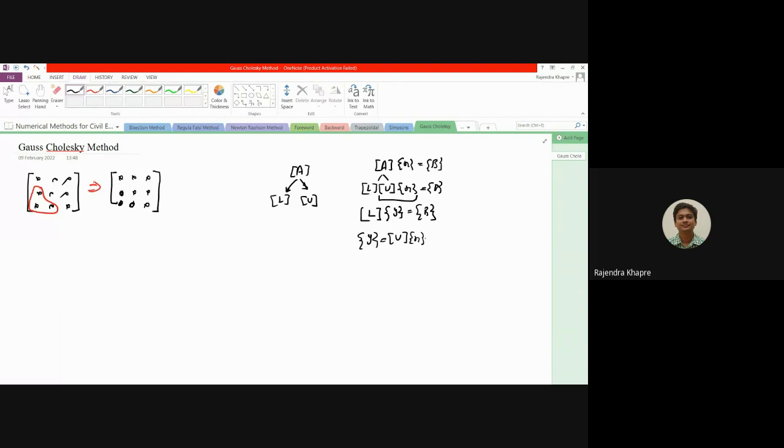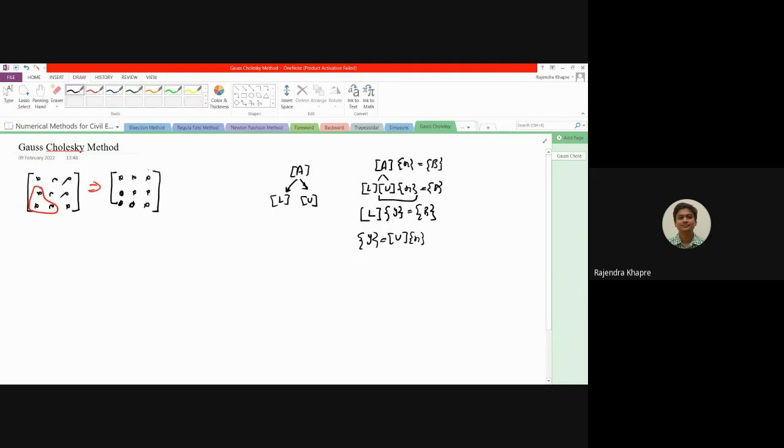Now we have the Gauss Cholesky method. It is a combination of Gauss elimination and the Cholesky method. In this method, when you break up the A matrix into L and U, this breaking of the given matrix into L and U is done using the Gauss elimination method. Then further the method is exactly the Cholesky method. For this purpose I'm directly taking an example, because with an example it is very easy to understand.